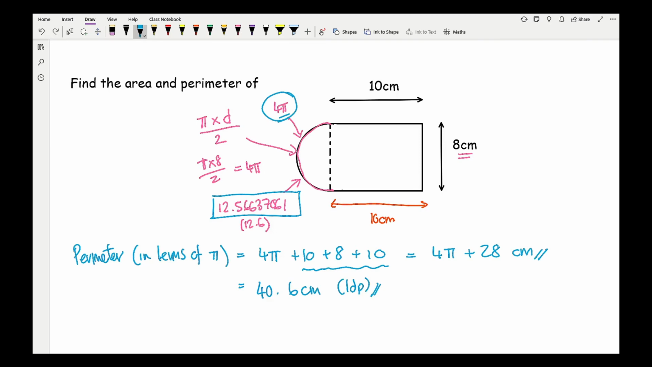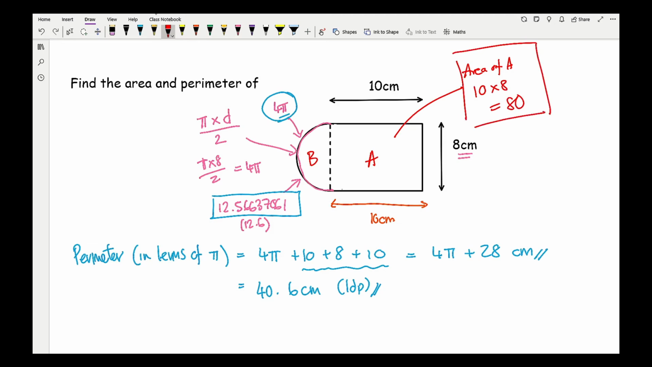Now when it comes to the area, again, depending on whether you're working in terms of pi or not, so the area of this rectangle, which I'm just going to call A and B, so the area of A is just a rectangle, so that's going to be 10 times 8, which is 80. I'm just going to put a box around that because I'm going to need that.